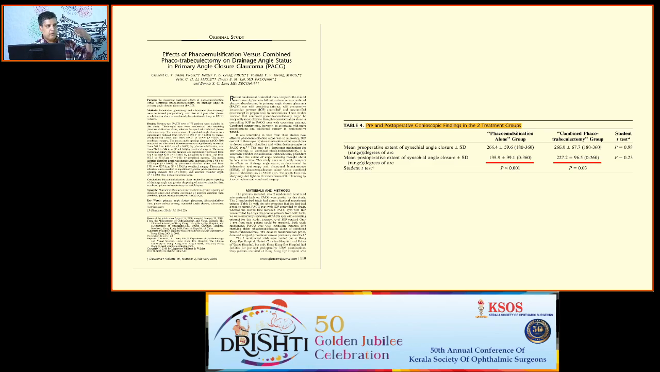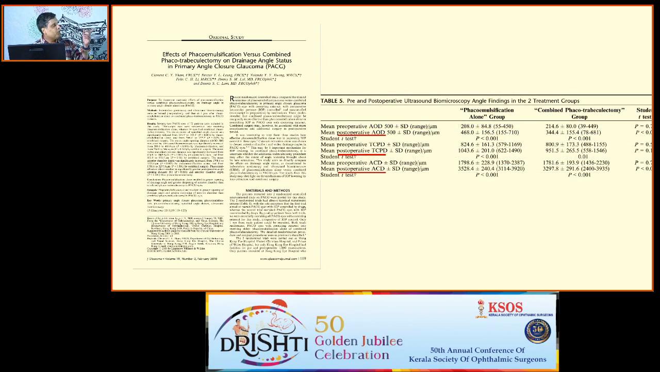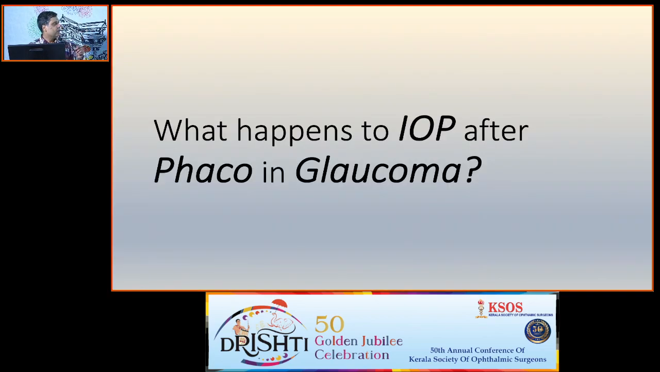So even if you have synechial closure, a part of the synechial closure does open up when you perform phaco. And if you look at the UBM parameters again, you find that all the parameters improve favorably in both the phaco and the phaco trap group, but the angle widens to a lesser extent in the phaco trap group. That is not surprising, because you have a filtration happening in the anterior chamber in the phaco trap group that offsets some of the positive effects of phaco. So these are the changes in the angle.